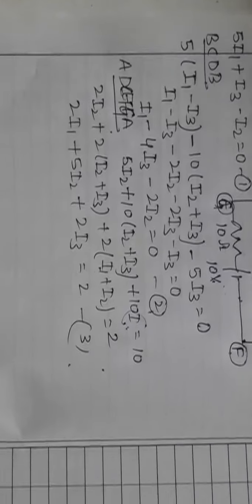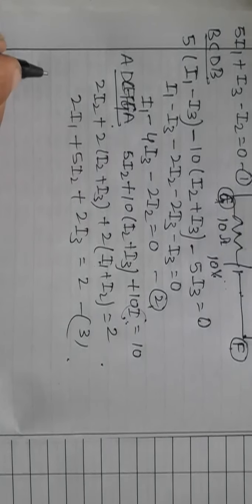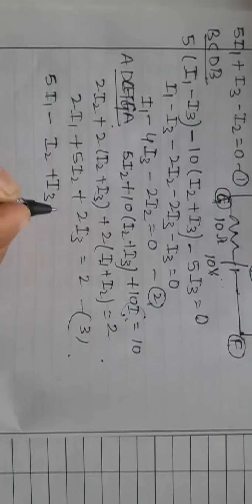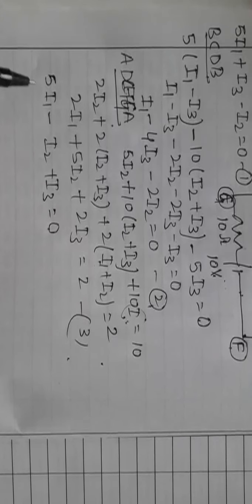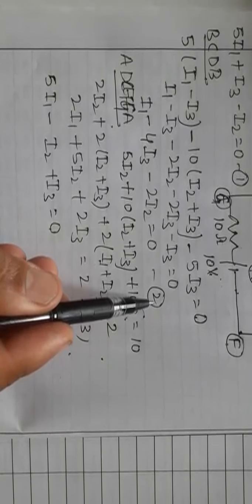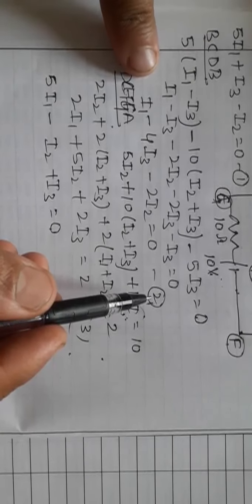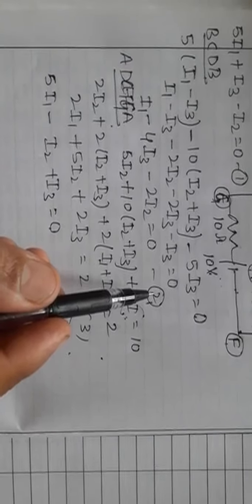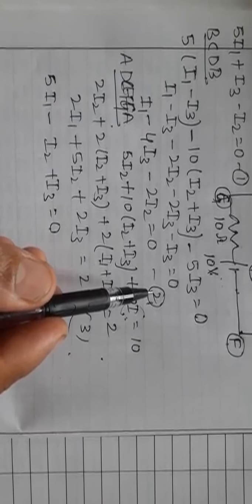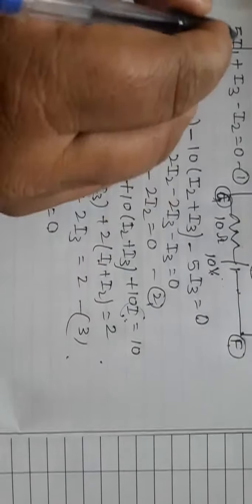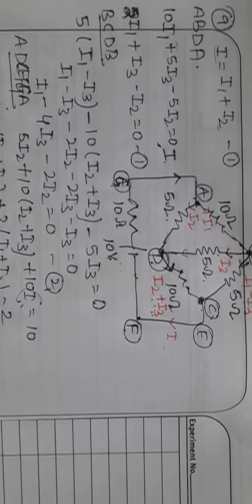Again I am going to write equation number 1. What was equation number 1? It was 5 I1 minus I2 plus I3 equal to 0. And what is equation number 2? Let us eliminate I1 in equation number 2. When I said divided by 5, sorry, if multiplied by 2, so 5 into 2 is 10, so it will be 2 I2.